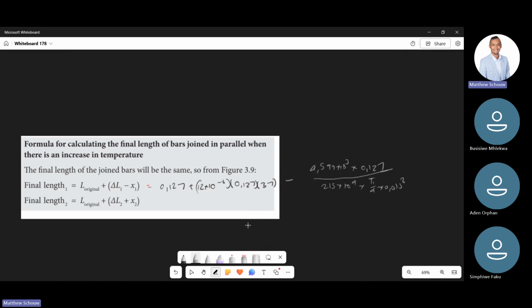Something is just bothering me, but anyway, no wonder. Because this other answer should be roughly the same. Okay, so what is my final length?